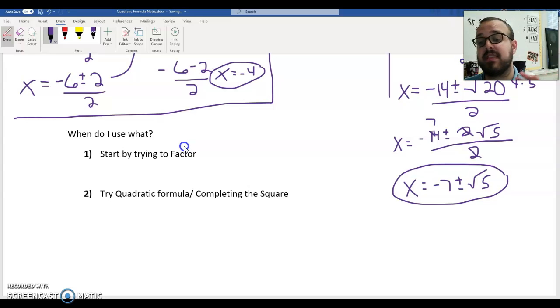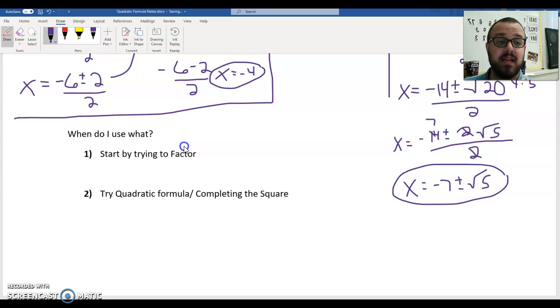Some people, the way that they'll kind of jump between them is if they do not have a leading coefficient. So if that leading coefficient is 1, they'll do completing the square because it's a little bit easier. If the leading coefficient is not 1, they'll do quadratic formula so that they don't have to do all that fraction math that can come up with completing the square in that instance, okay? But really, it's kind of up to you at that point which one you want to use.